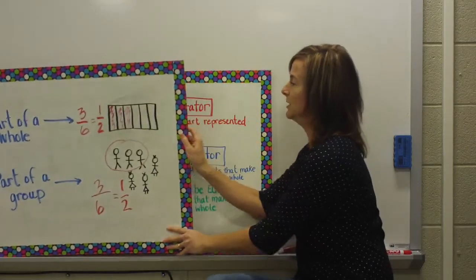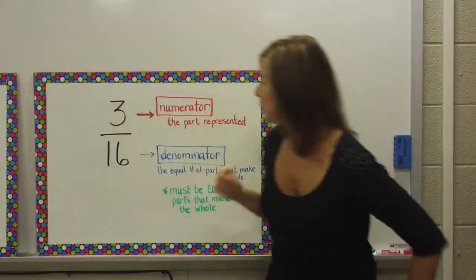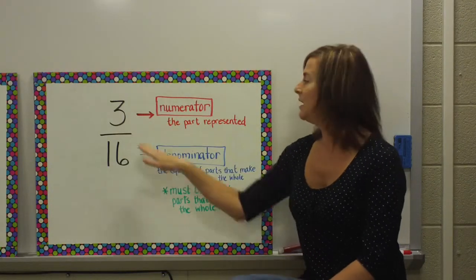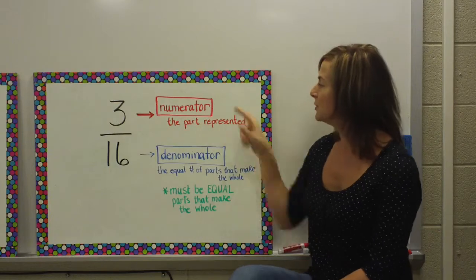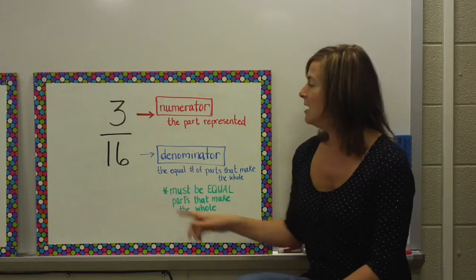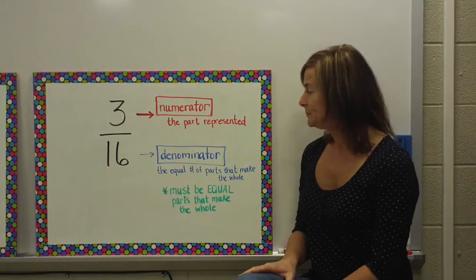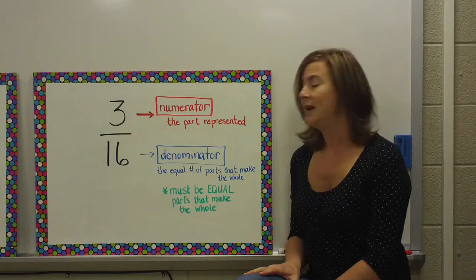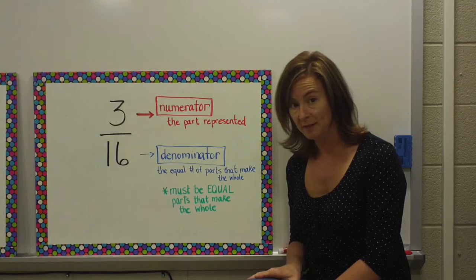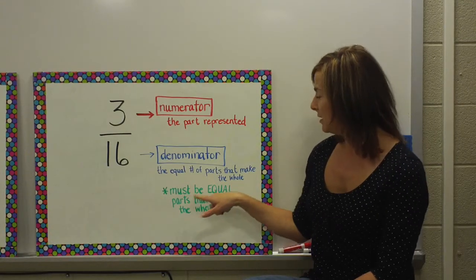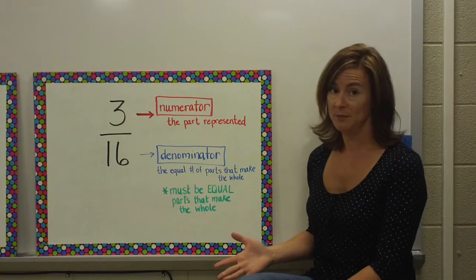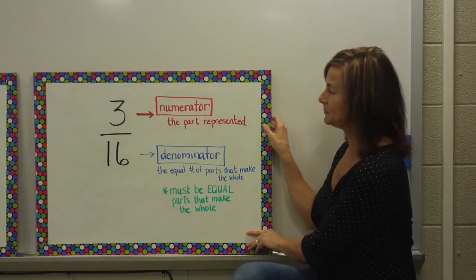Another thing that you need to know about fractions is when they're represented, you have 2 parts to look at. The top number is referred to as the numerator. That is the part that's represented. The bottom part of the fraction is called the denominator. And the denominator tells the equal number of parts that make the whole thing. Note, the parts must be equal to be considered a fraction. You have to have equal parts in the denominator.